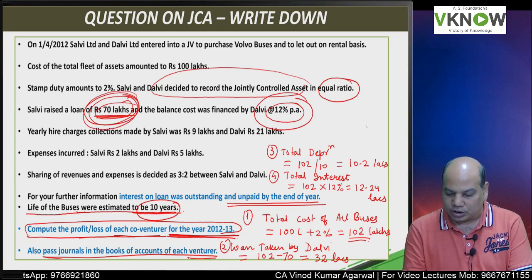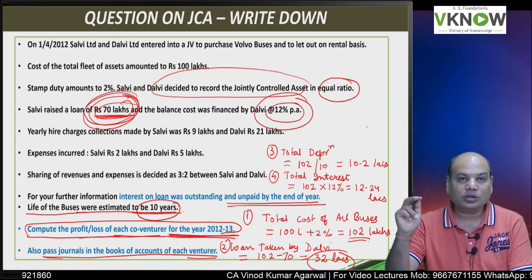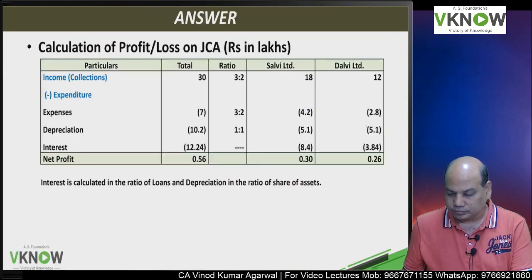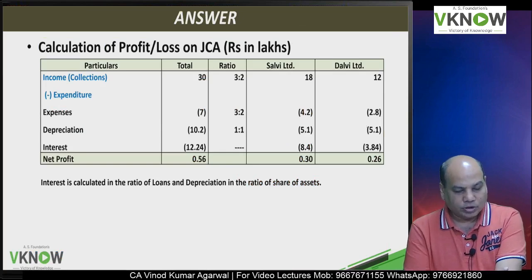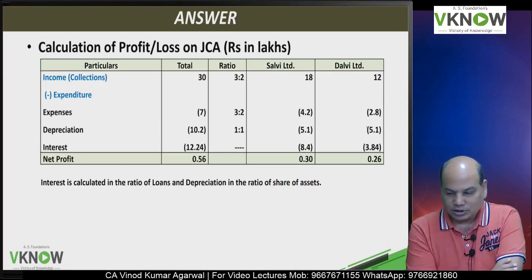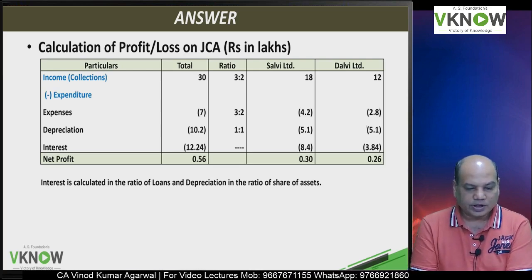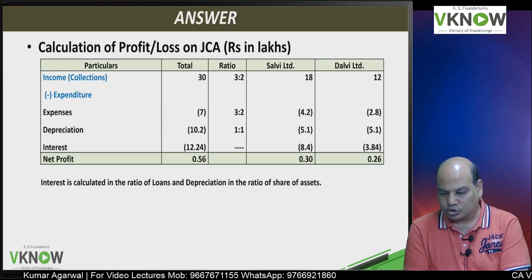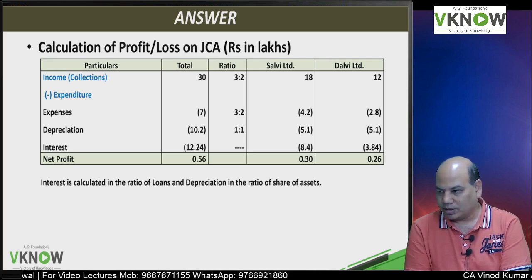So Salvi will record interest on 70 lakh at 12%. Dalvi will record interest on loan on 32 lakh at 12%, assuming each of them has taken a loan on their individual basis. So they are responsible for paying the interest themselves. Write down first statement of profit and loss. Statement of profit and loss on jointly controlled asset, in bracket write rupees in lakhs.